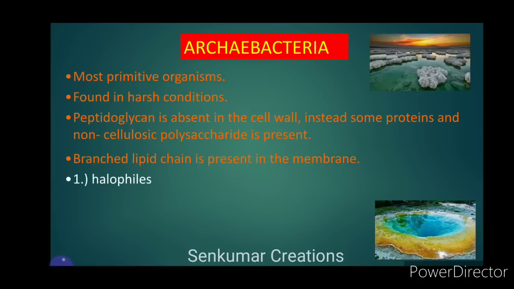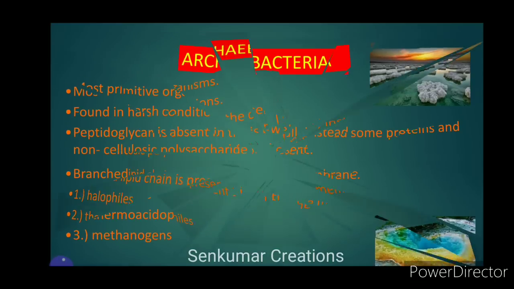And there are three groups of Archaebacteria we have seen. The halophiles is the first one, the second one is the thermoacidophiles, and the last one is the methanogens. So halophiles are in salty areas, thermophiles are in hot springs, meaning the hottest areas. Thermo means temperature. And the methanogens are found in marshy areas. Okay, let us see the next one.